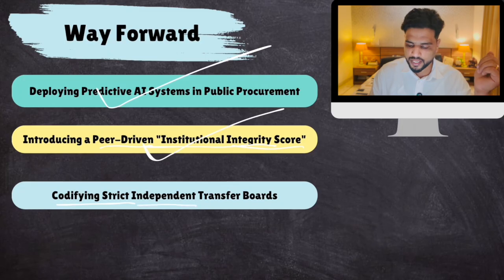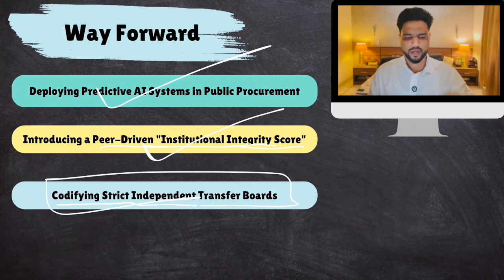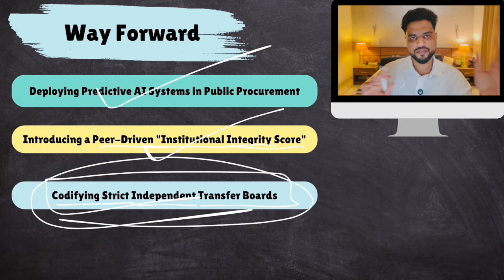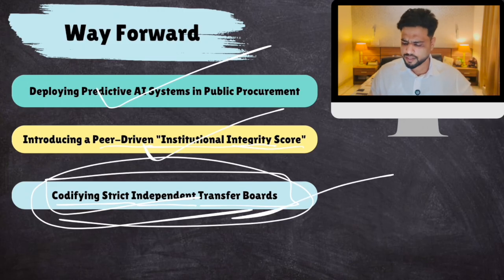And codifying strict independent transfer boards. Okay, sometimes the corruption comes from the politicians themselves and they force public officials to do that corrupt deed. And if they refuse, they are transferred. So you need a proper transfer system also. So this is the way forward that is being suggested, right?